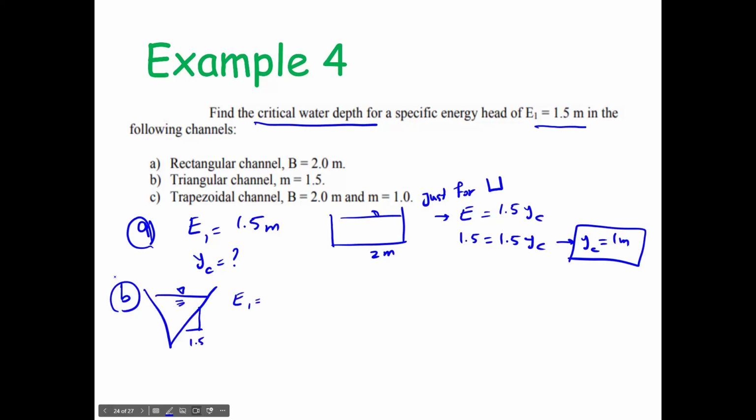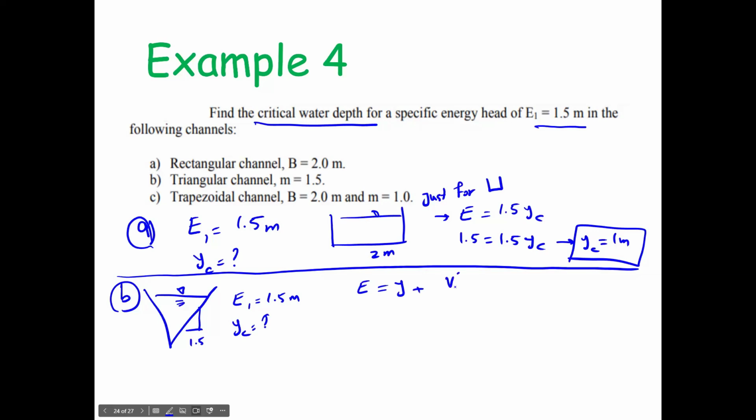E1 is the same, and YC is the question. I will write the first one for you and you can continue. E is equal to Y plus V squared over 2G. Now it's critical, so everything should go for critical. EC equal to YC plus QC square over 2G AC square.